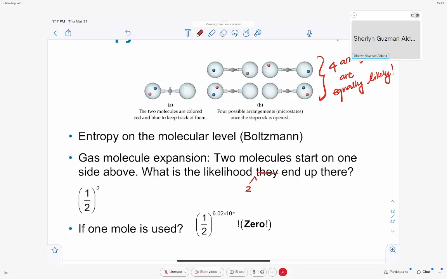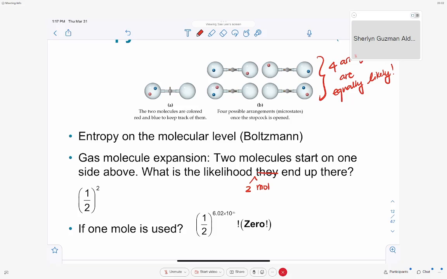Professor, so they're equally likely because they're spontaneous? They're equally likely because gas molecules travel freely, not because they're spontaneous. Gas molecules will freely travel once you open the stopcock. That makes sense. Thank you.